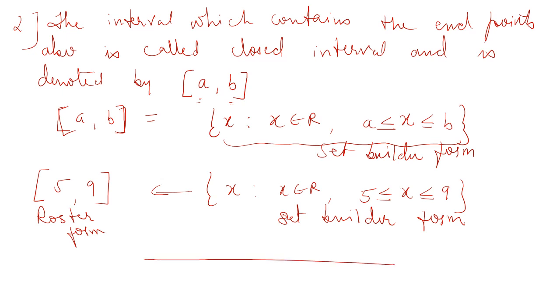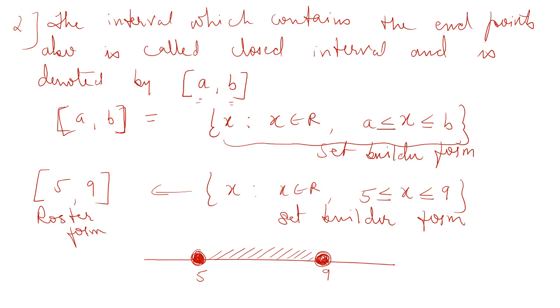Now how to represent it on a real number line? You can take 5 here and 9 here. Now here it is included. Whenever it is included, you have to take a dark circle. Open circle means excluded. Dark circle means included. So 9 is also included, and all the real numbers in between 5 and 9, including 5 and 9, form the closed interval. So this is the representation on a real line.